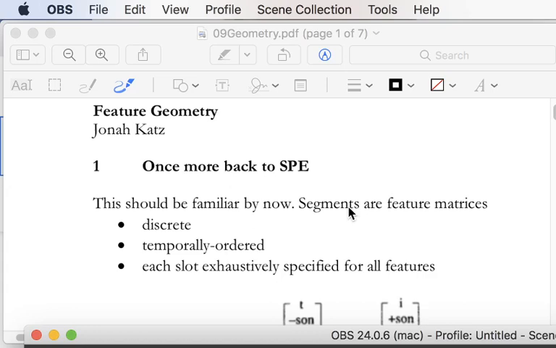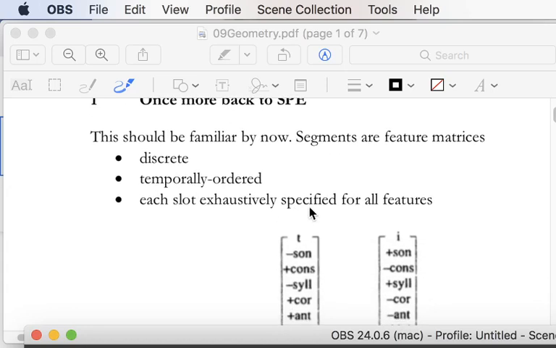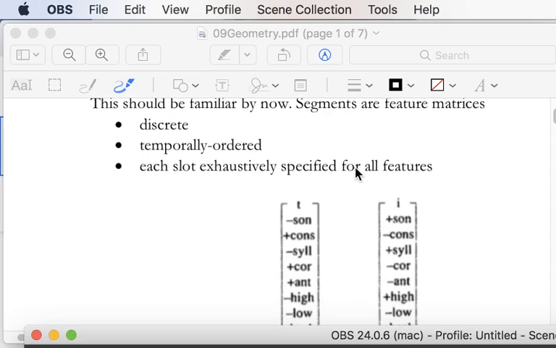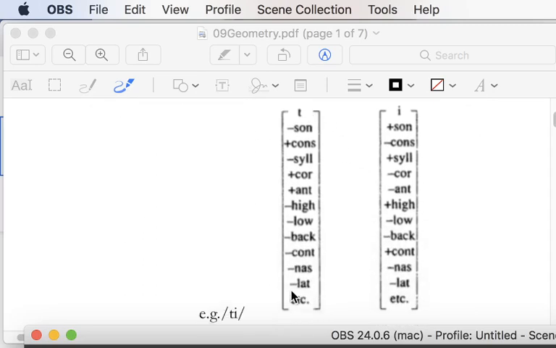Remember that segments are feature matrices. They are discrete, they're temporally ordered, and each slot is exhaustively specified for all features. So the representation for the sequence T E, for instance, would be all of the many, many features associated with the segment T grouped together in a single discrete matrix, followed by a second discrete matrix with all of the features exhaustively specified for the segment E. And we've written the IPA symbols as abbreviations up here at the top of these matrices, but of course they're not formally in the theory at all. There's just these exhaustively specified matrices of distinctive features.